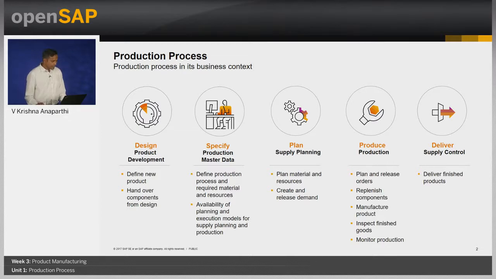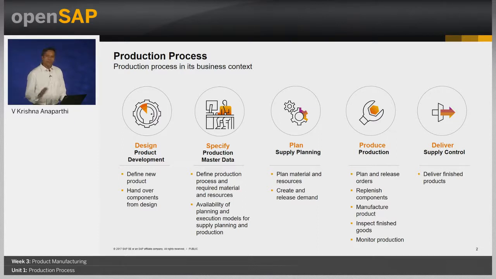The second function is specify, which deals with the definition of production process using products, resources and services. Master data objects like production bill of material, production bill of operations, production models shall be created in this function based on the approved designs.